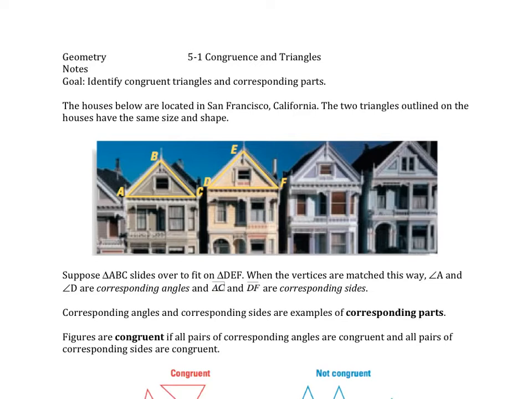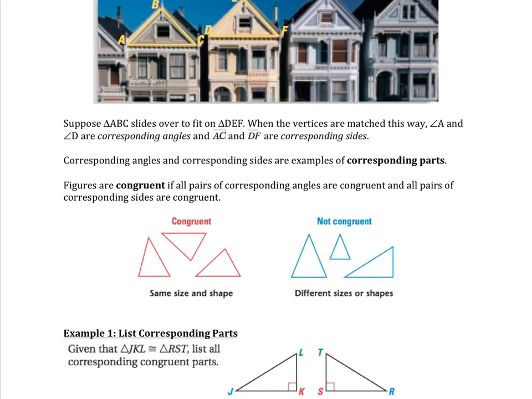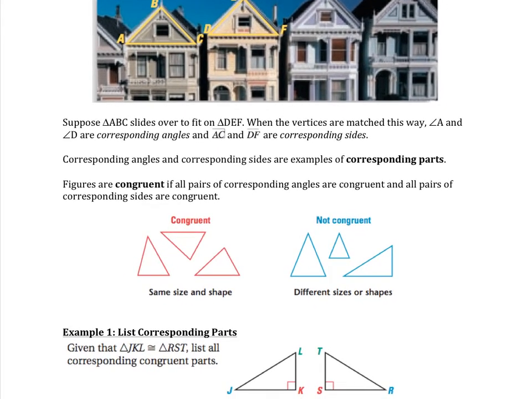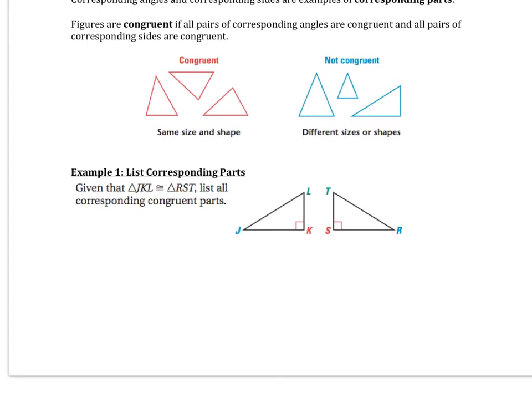Corresponding angles and corresponding sides are examples of corresponding parts. Figures are congruent if all pairs of corresponding angles are congruent and all pairs of corresponding sides are congruent. So what is shown here is congruencies that are the same size and shape, and triangles that are not congruent because they're different sizes or shapes.